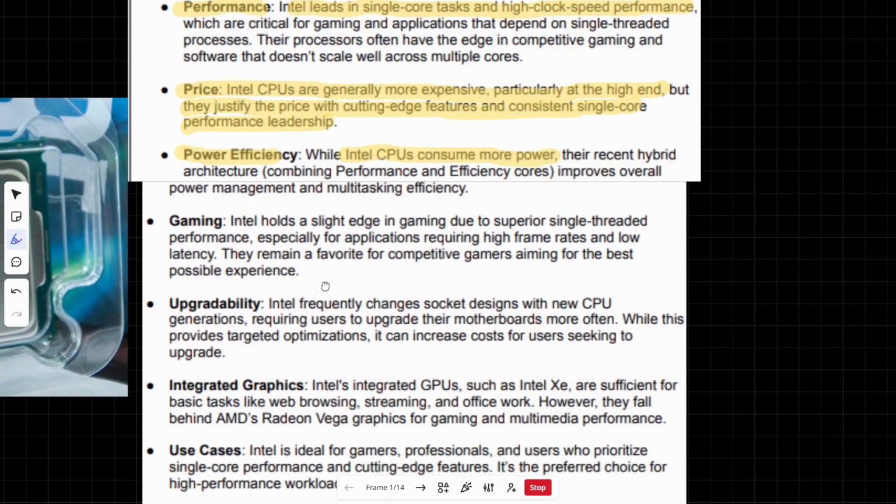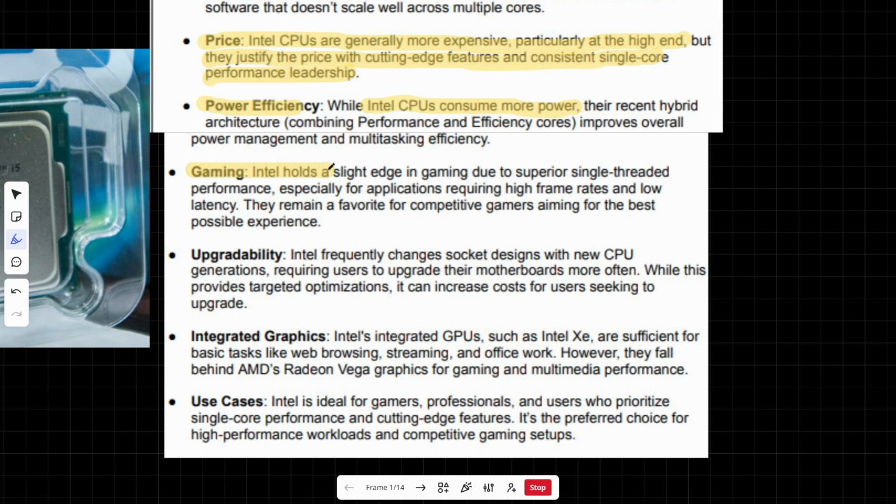When it comes to gaming, Intel does hold a slight edge in gaming due to superior single-threaded performance. All right, so that's something you may want to take into consideration. Upgradability. It frequently changes socket designs with new CPU generations. So that's going to be one of the main keys, right?